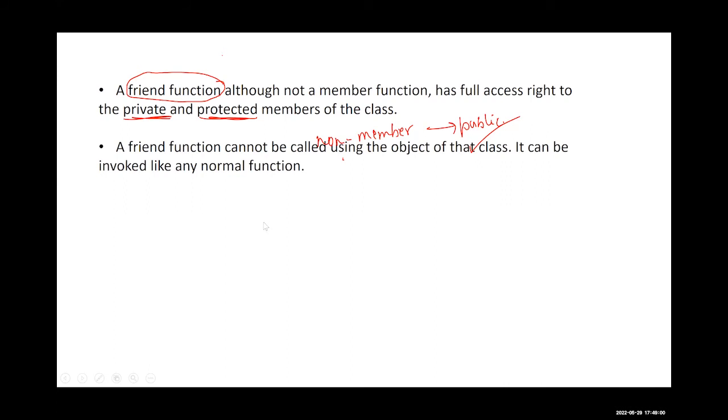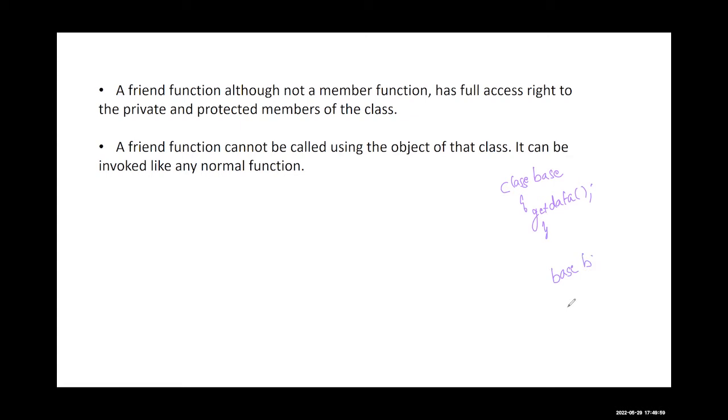A friend function cannot be called using the object of the class. It can be invoked like any normal function. So what is the meaning of this? Whenever I have a member function, for example, in our case, we had a class called base, and then the member was get data. Now if I have to call this particular function, how am I going to call it? First I will create an object of the class, suppose b, and then use the dot operator, saying b dot get data, and then I will invoke this particular function.